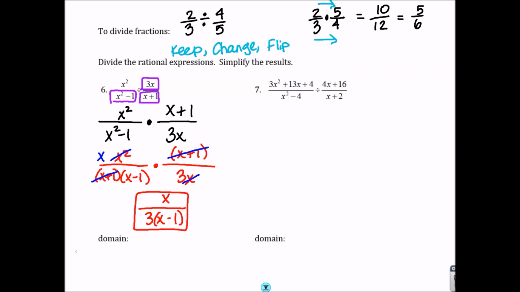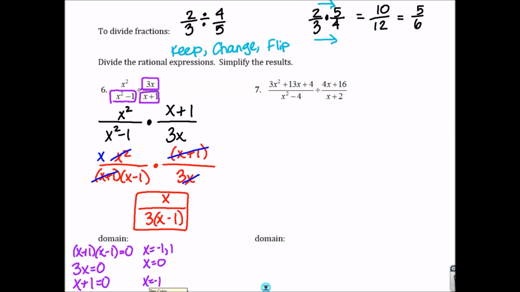So we need to do the first denominator, which we said factored to x plus 1, x minus 1 equals 0. 3x equals 0, and x plus 1 equals 0. So when we solve all of these, we get x equals -1 and 1, x equals 0, and x equals -1.